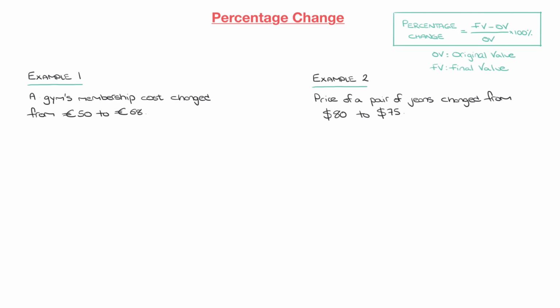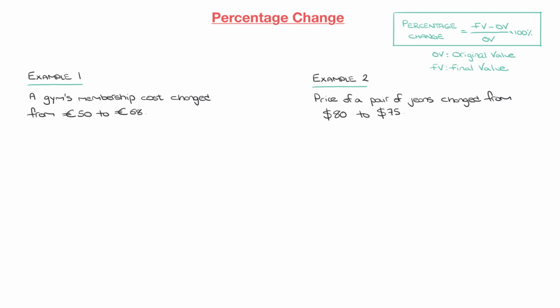Let's see how to calculate percentage change. To do that, we're going to be working through the two examples that we see on the screen here. For both cases, we'll be using the formula that I've written in the upper right-hand corner, which tells us that percentage change is equal to final value minus original value divided by the original value times 100%.